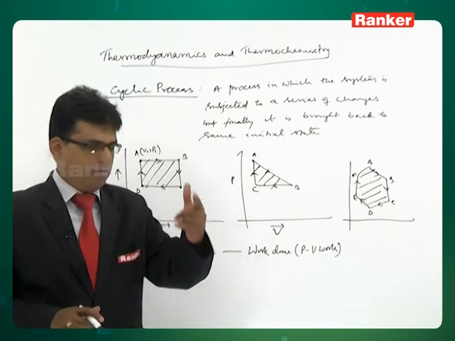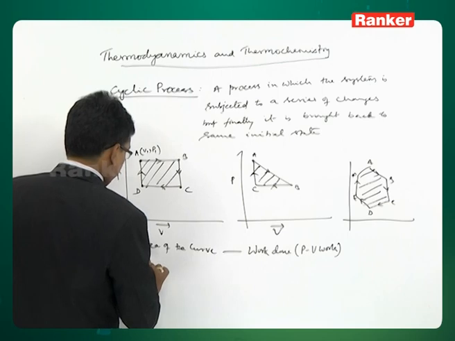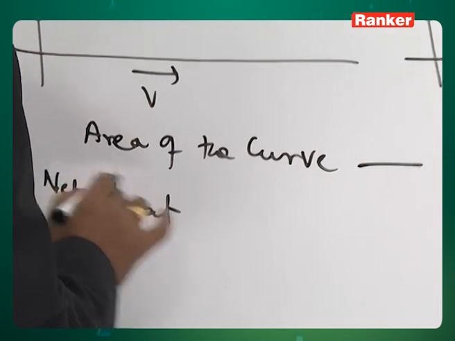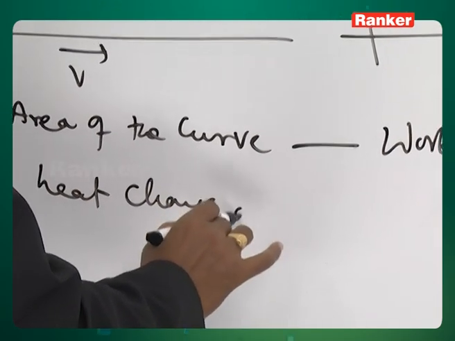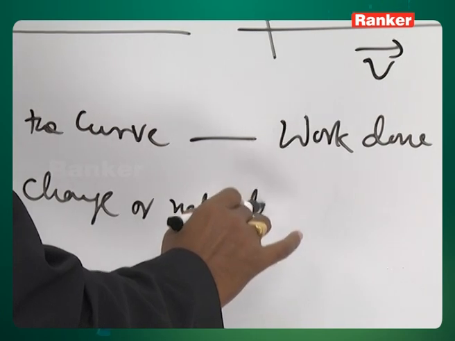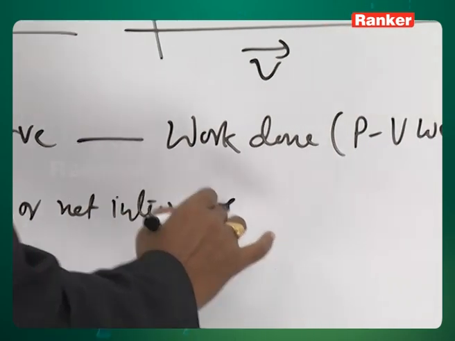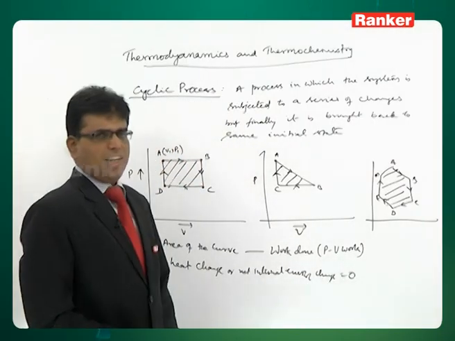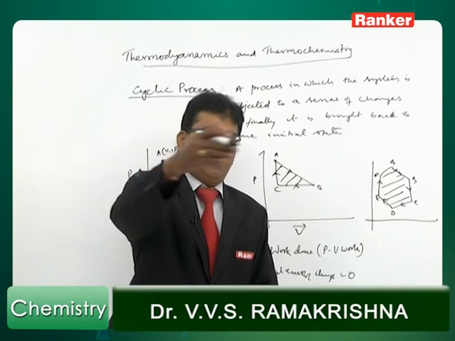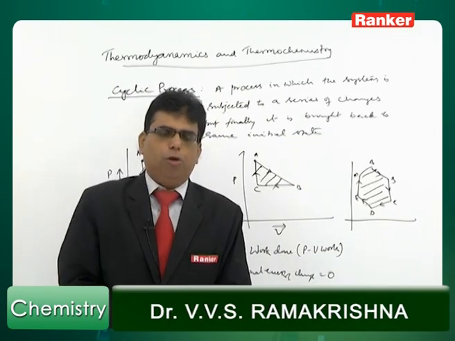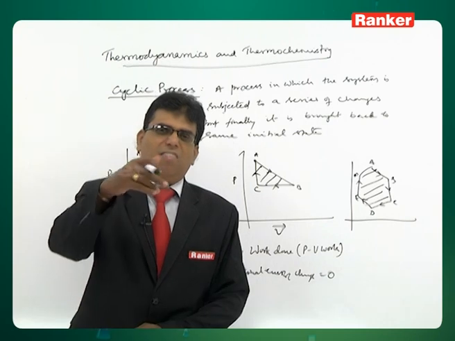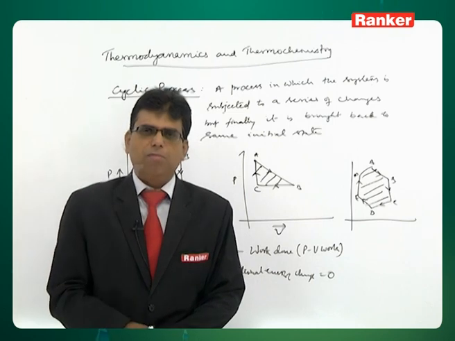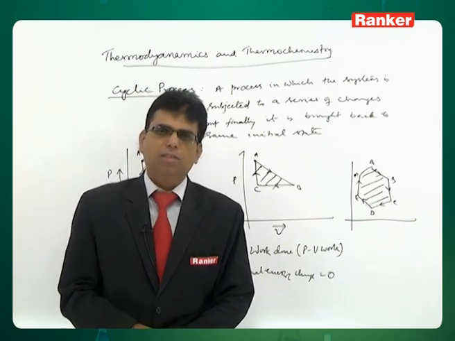In a cyclic process, the final net heat change or net internal energy change, all these are 0. In a cyclic process, as we said, if you start from home and visit so many places and finally reach home, the distance travelled of course increases with the increase in number of steps, with the increase in number of visits, but the net displacement is 0.